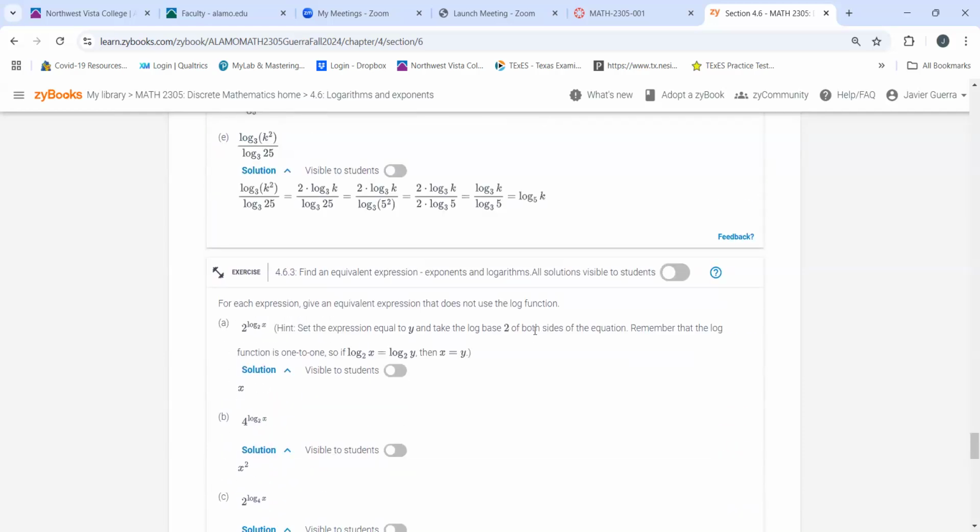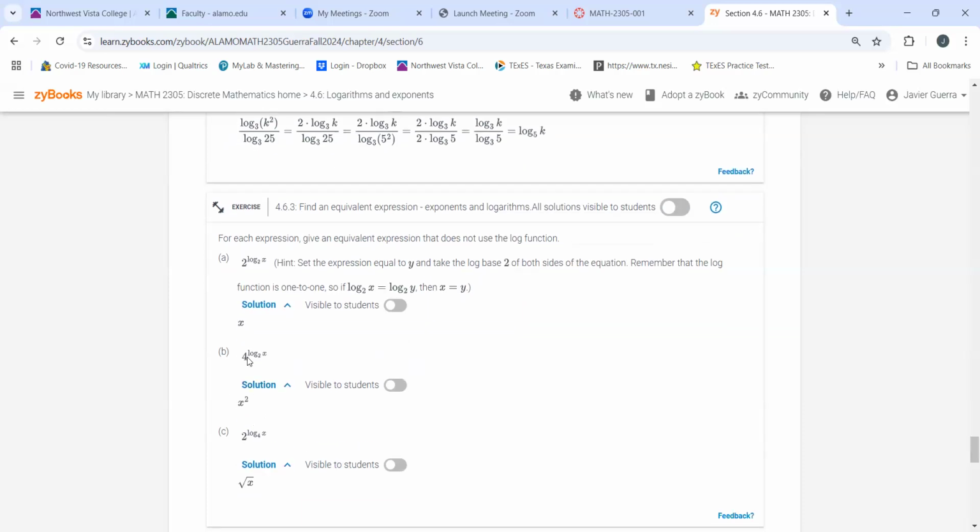All right. For each expression, give an equivalent expression that does not use the log function. Okay. So, oh, I see. If you have a base and you have a log with the same base, these two cancel out each other, which gives you x. This one we can rewrite as 2 to the second. Yeah, there should be 2 to the second. That 2 goes in the exponent. So 2 and log base 2 go away. So that way you're left with x squared.